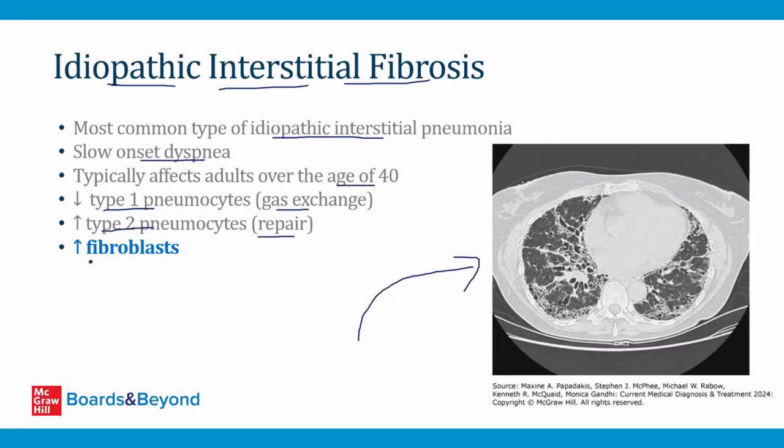And then they see an increase in fibroblasts. And this is fairly easy to understand. Basically, you're having damage that's causing you to lose the gas exchange pneumocytes. The lungs are trying to respond and repair the tissue. That's why there's more type 2 pneumocytes. And then fibroblasts are being drawn in, and that's what's leading to the fibrosis of this condition.